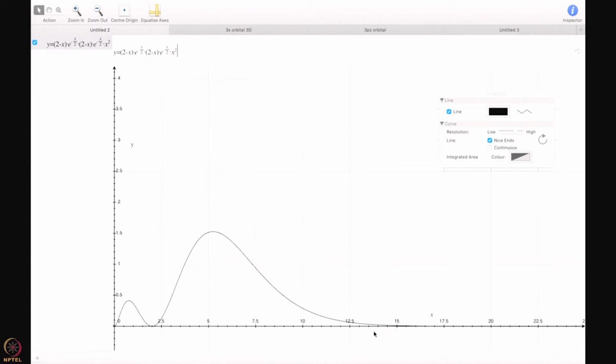Where will I have to truncate? 95% will be somewhere here actually, yeah, maybe here. So, let us say 11 angstrom. If I draw a circle of 11 angstrom, then that circle would contain 95% probability of occurrence of the electron, right. So, this way we can draw surfaces, okay.